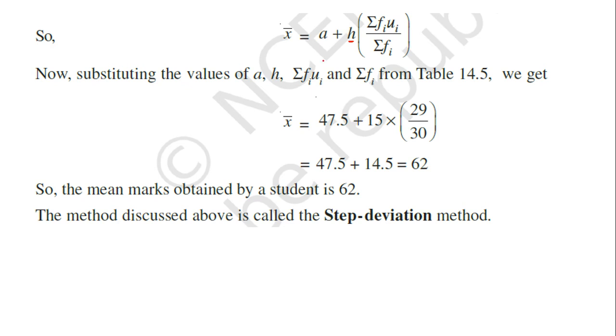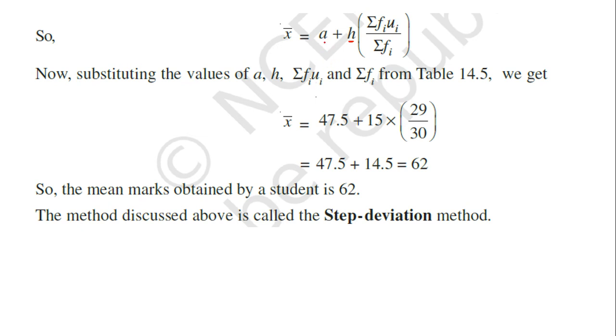So if we go towards the next formula, one new variable will come. Again, if you go towards the next formula, again one new variable will come. Like this, x bar is equal to a plus h into sigma fiui upon sigma fi.